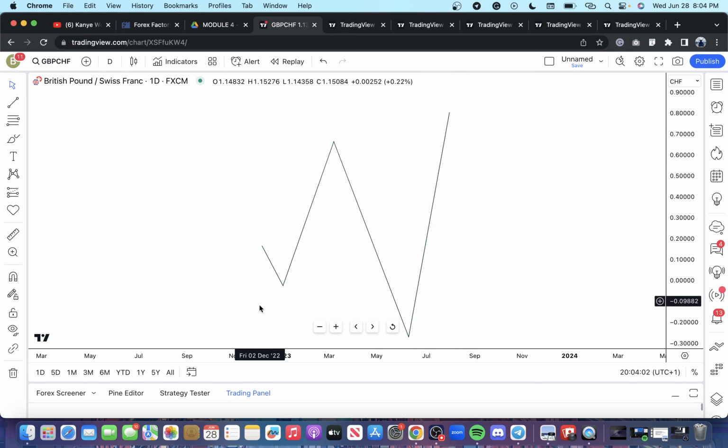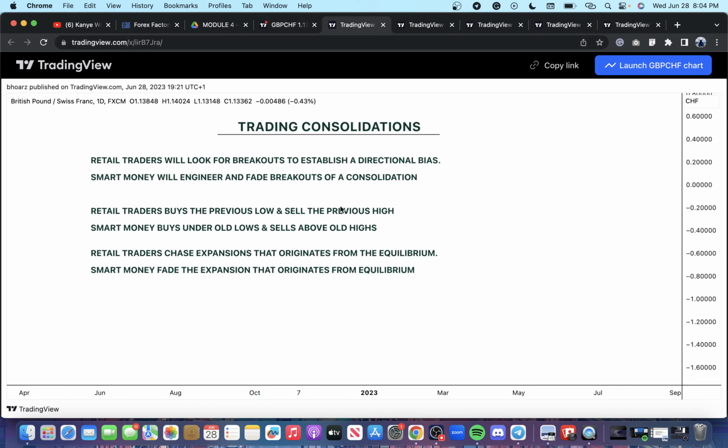Now, there are instances in which you can utilize old lows and highs for trade ideas, utilizing rejection blocks, right? But that always has to be in line with order flow, always. Okay, so just to get rid of this and go back into our slide, retail traders will usually chase expansions that originate from the equilibrium.